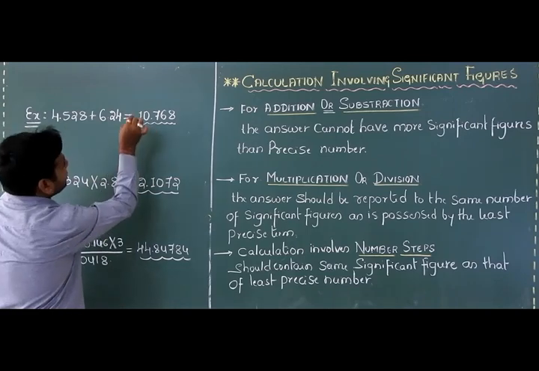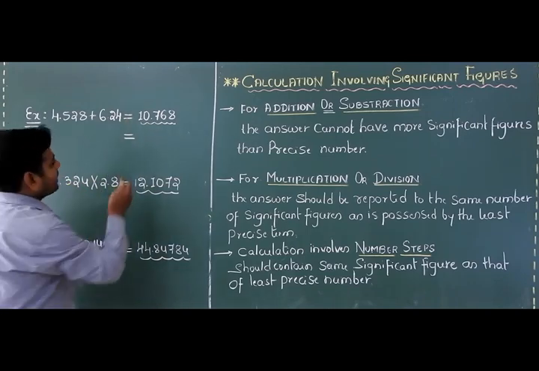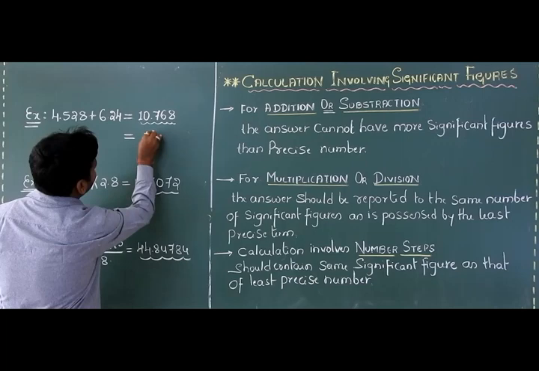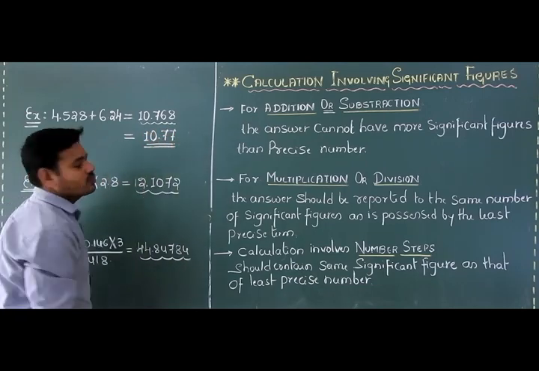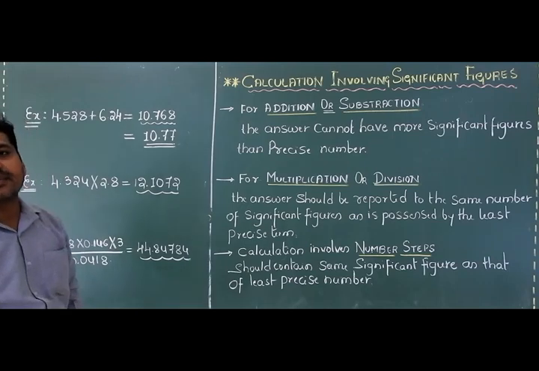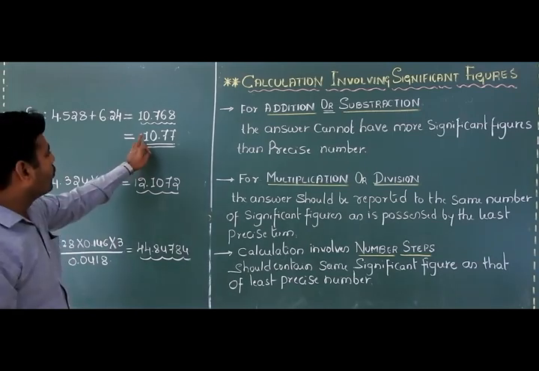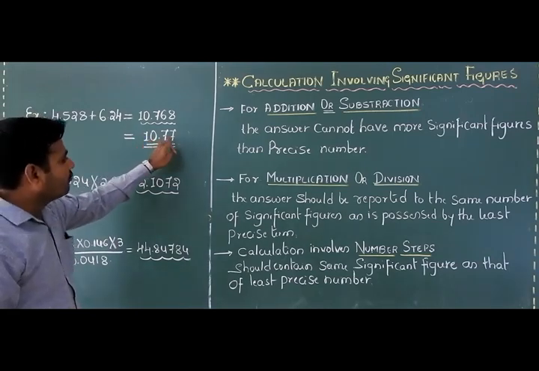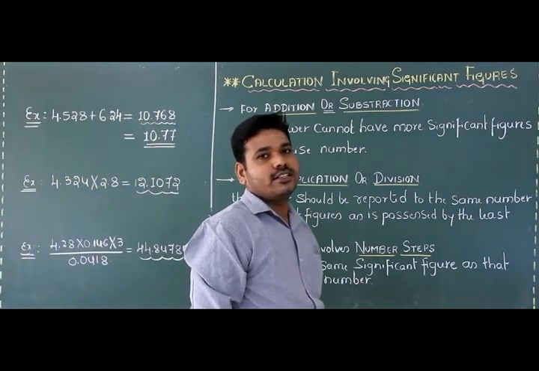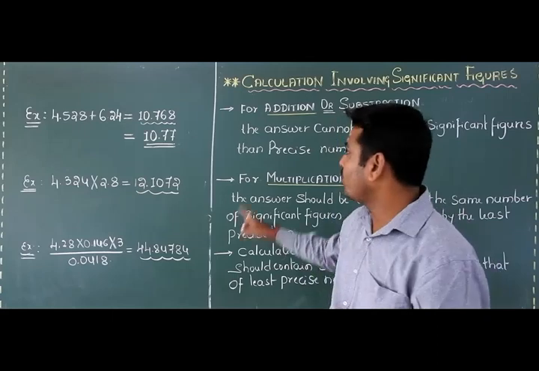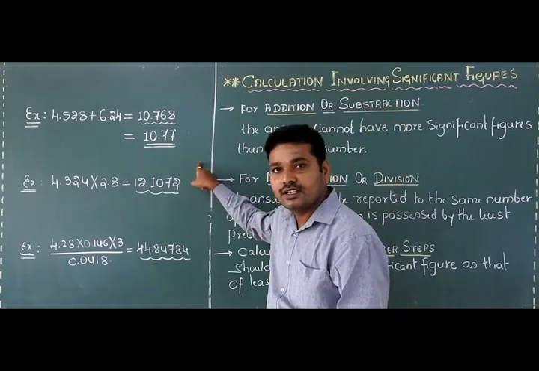So instead of writing 10.768, we write it in the form of 10.77. Now tell me students, how many significant figures are present in this number? So 1 2 3 4, 4 significant figures are present in this given number, students. Is it clear? Is there any doubt in this first important condition?